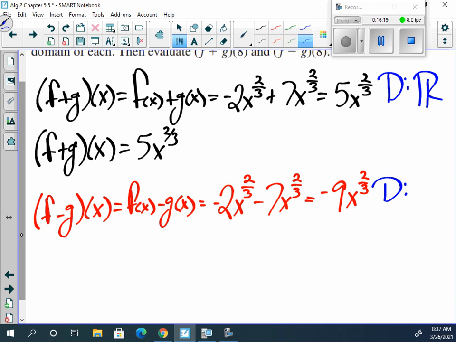And because of this cubed root, everything works. It's all real numbers. So it's an odd way of looking at it. For the domain, we look at what doesn't work, and once we exclude all that, then we know what does. It's an odd way to look at it.